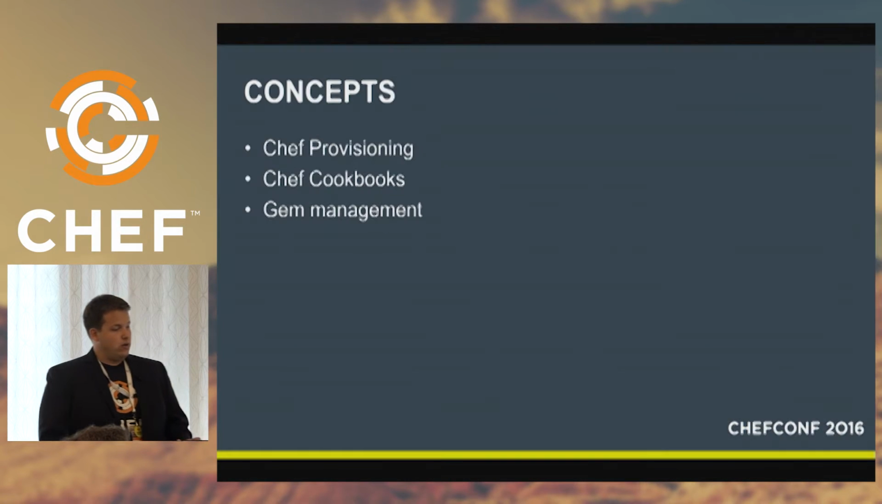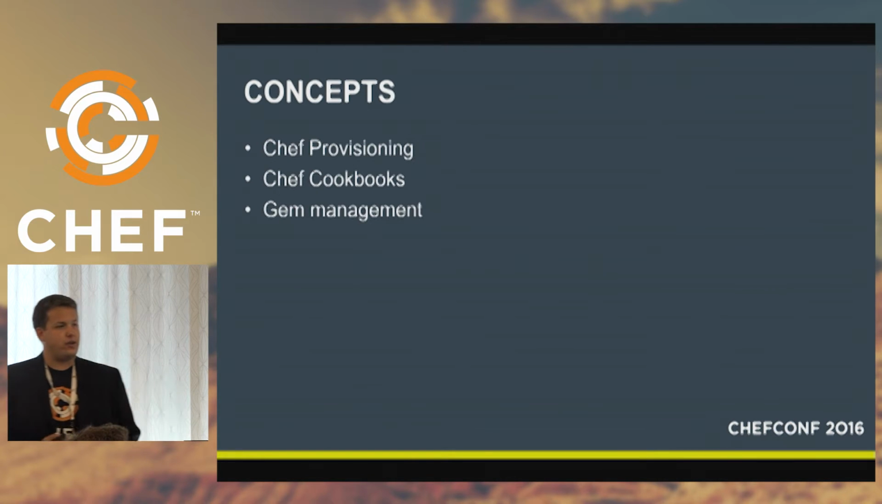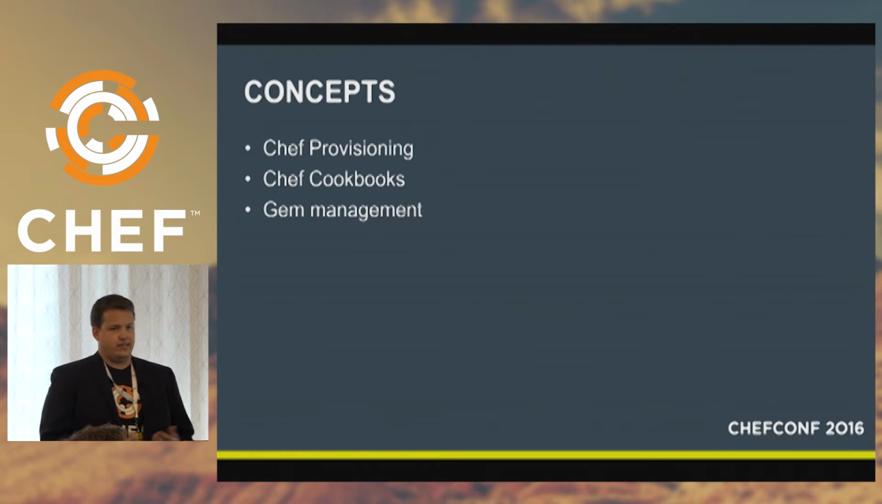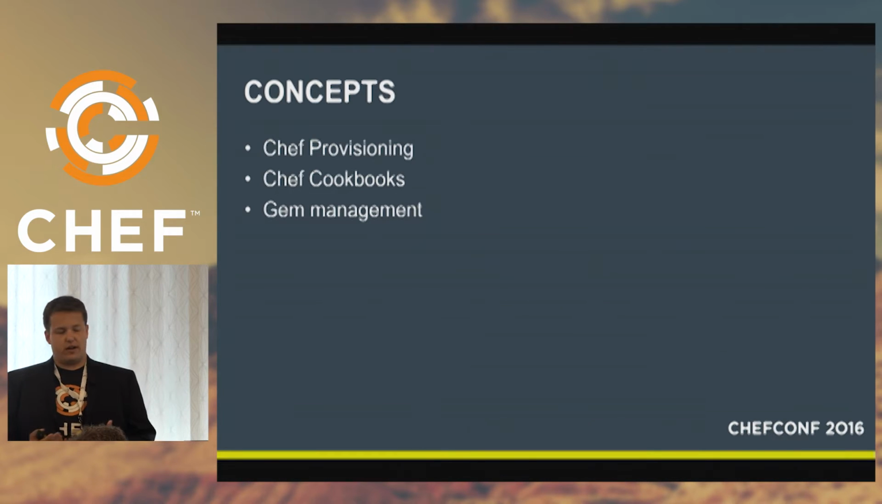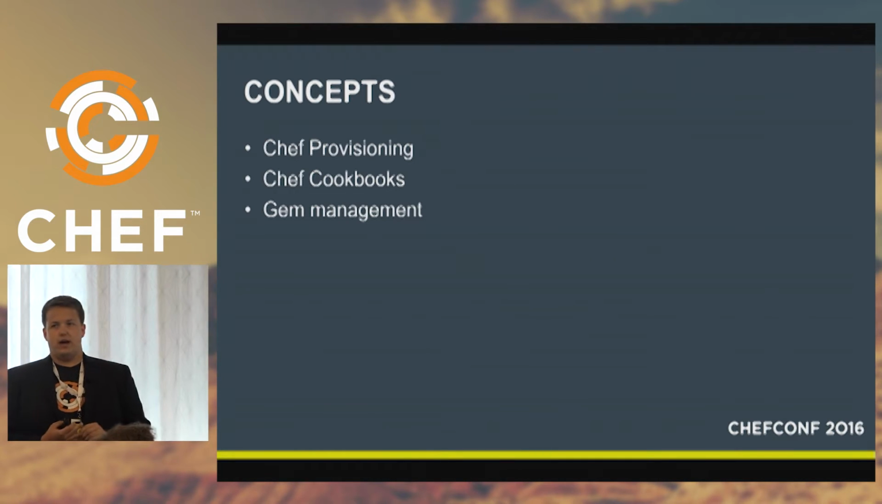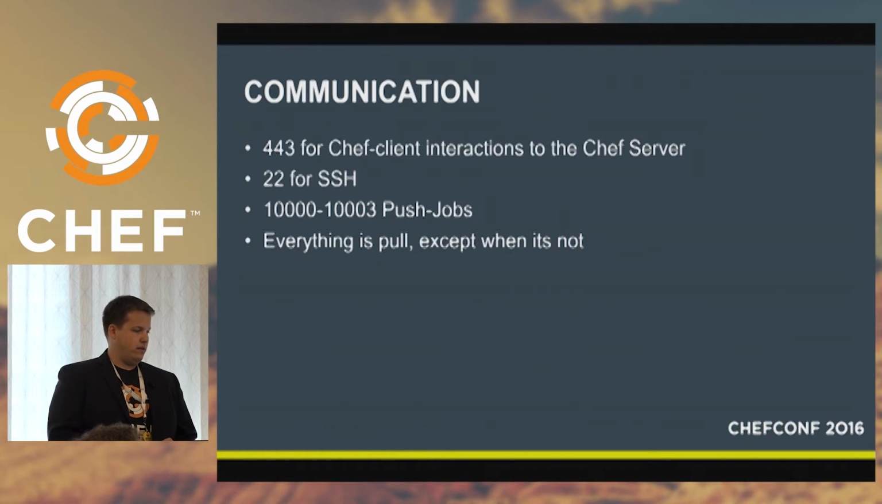All right. So, a couple of the concepts we're working with today. We're working with Chef provisioning. You can easily do this with Knife Bootstrap as well. I chose provisioning just because that's the one I wanted to use for this talk. It's easier to put into recipes than Knife Bootstrap is. We're using some Chef cookbooks and Chef recipes, and we have some gem management stuff that we're going to talk about in the process as well.